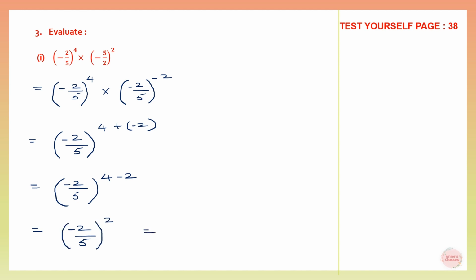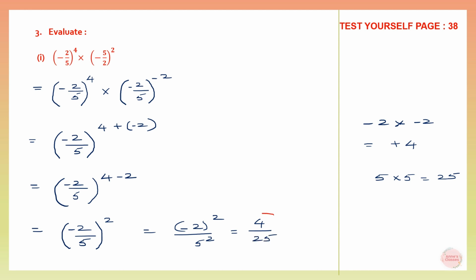So this will be minus 2 raised to the power of 2 by 5 raised to the power of 2. So that is minus 2 into minus 2. Minus into minus is plus, 2 2s are 4. So plus 4, or you simply can write 4. 5 square means 5 into 5, which is 25. So this is 4 by 25. So this is our answer here, 4 by 25.